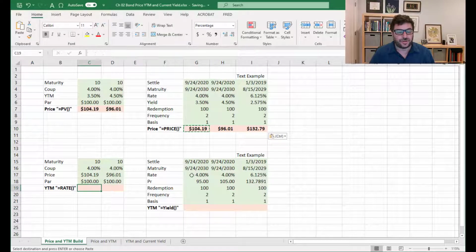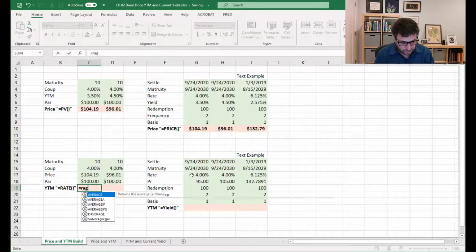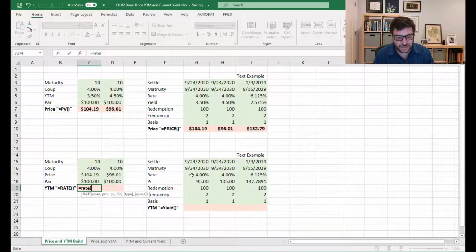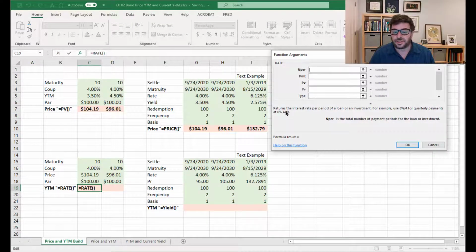Okay, let's look at yield. So now we're going to use the rate function. Equals rate, and let me just click this again, and I'll see that this returns the interest rate per period of a loan or an investment. And it's going to do so on an APR basis. All right, so I'm going to have to deal with that later. A periodic basis. I'm going to have to deal with that later.